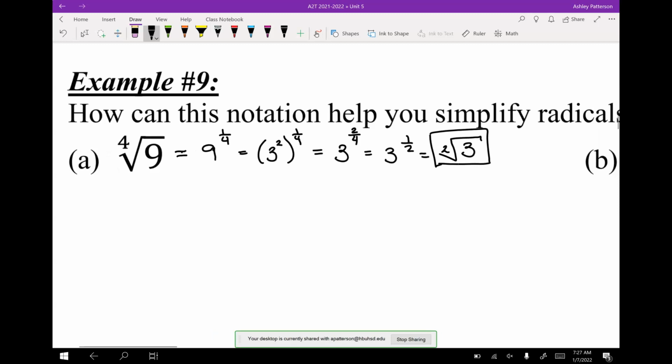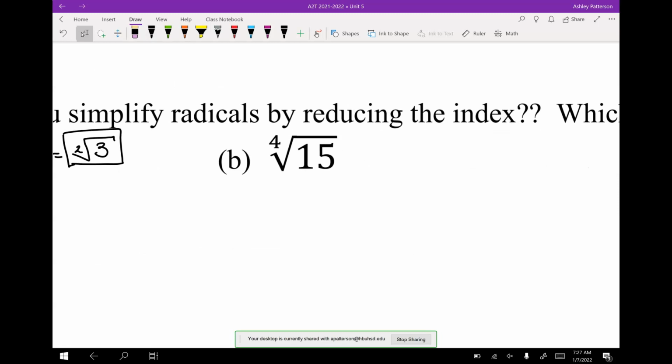Let's look at B and see if that can simplify. The 4th root of 15. Okay, well, I'm going to rewrite this. What's my index again? Is that the numerator or the denominator? Denominator. So what would be our numerator here? 1. Excellent, because it has an exponent of 1. So 15 to the 1/4 power.